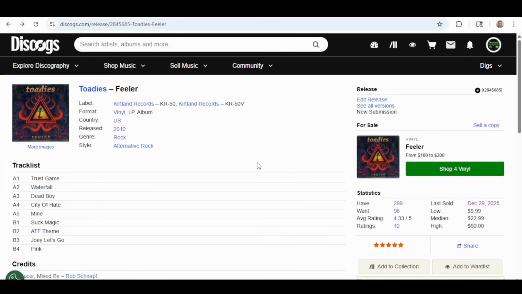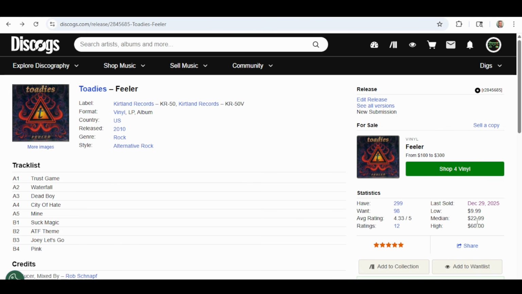So if you're looking to try to get your hands on something like this, here's what it looks like in Discogs. Here is Feeler from Toadies. This is the 2010 pressing on black vinyl. There was only one other pressing of this album ever in existence, and it was also from 2010, but it was a picture disc. So if you're looking for this on black vinyl, this is the listing you want to go for. And we see over here that it has a median of about 23 US dollars, that low end of 10 and that high end of 60.